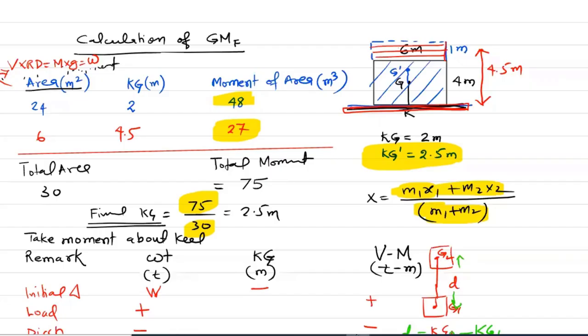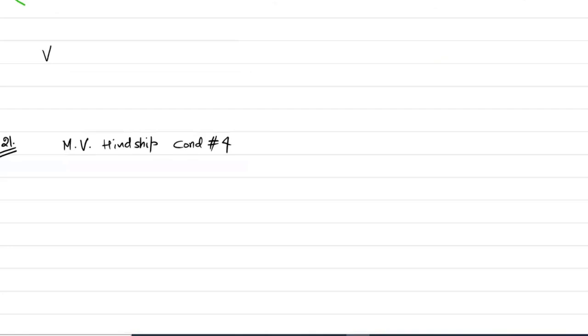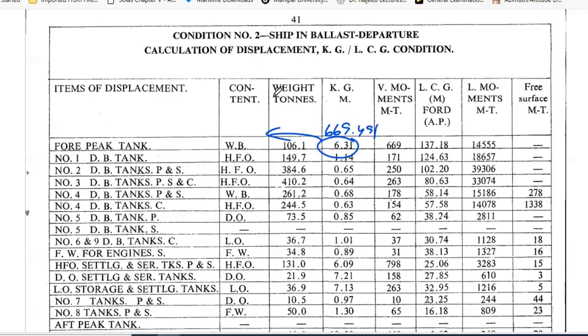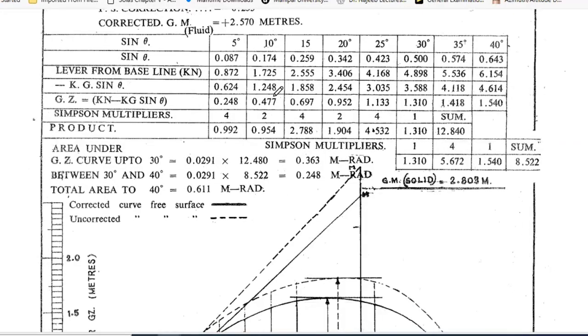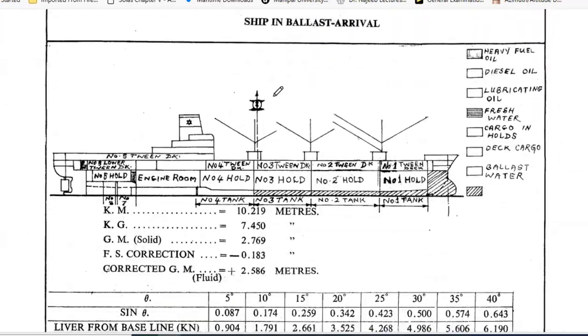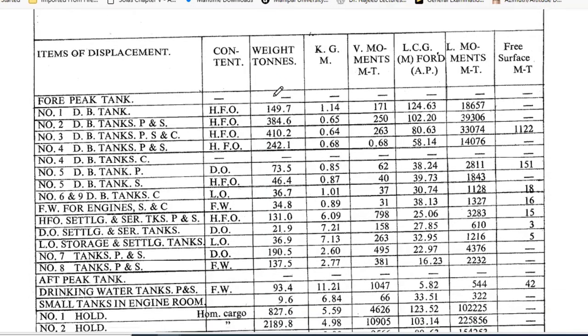Here I am writing the notes. Vertical moment, if it is given, take the given value. And if it is not given, then calculate, then multiply. So we have come this condition number 2. Then we go here, ship in ballast, GM fluid, KG, everything is given. Condition number 3. So what is given here in condition number 4? Let's come to the condition number 4.